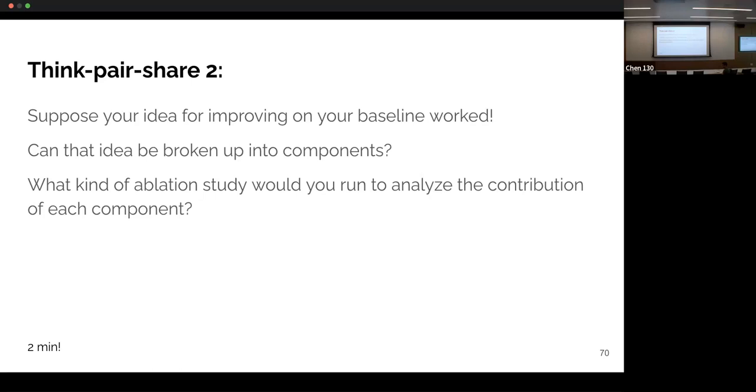And sometimes you really find, oh okay, here's a method that seems to work better than our baseline, and there are maybe three components to it that we can disentangle. Then you find that each one of them contributes some amount, and the combination of all three does better than any of them alone, and you're like, okay, cool, so they're all contributing.